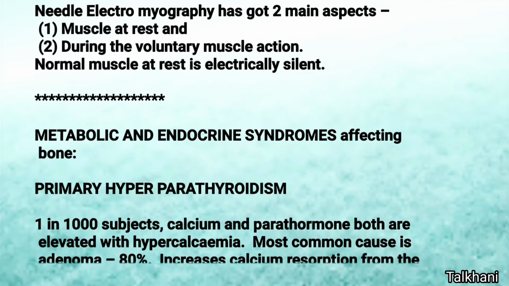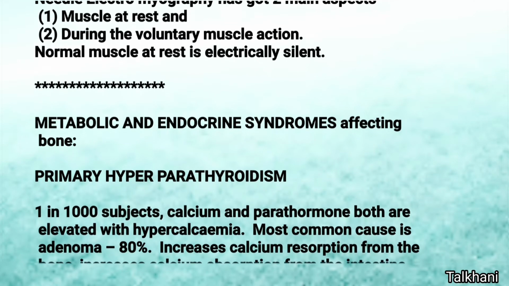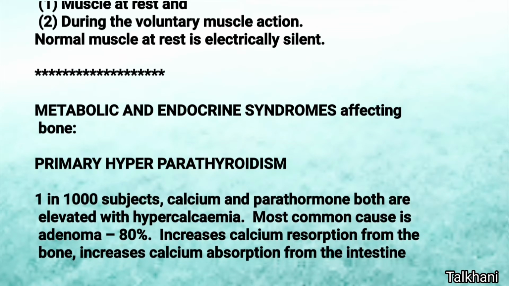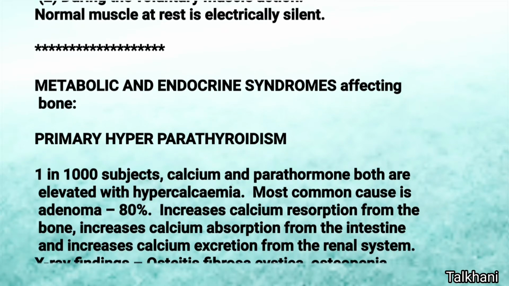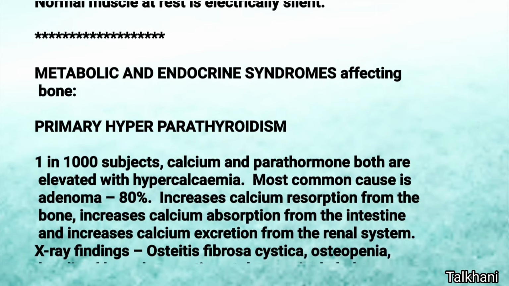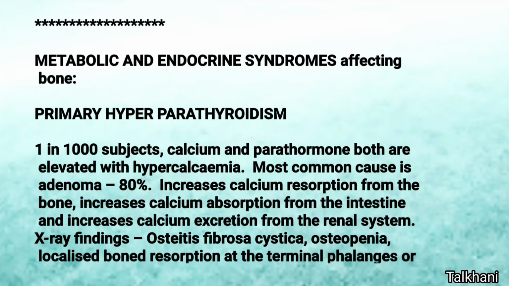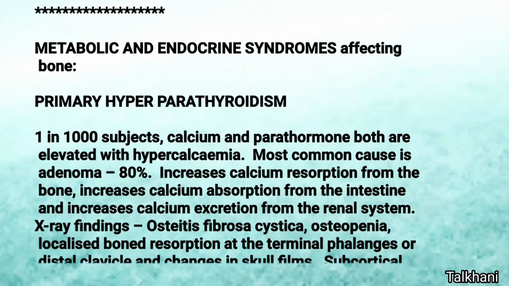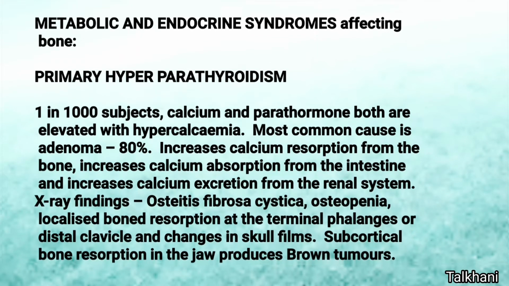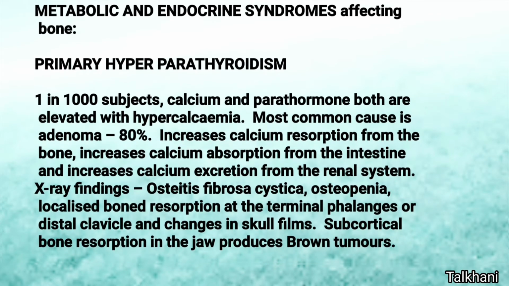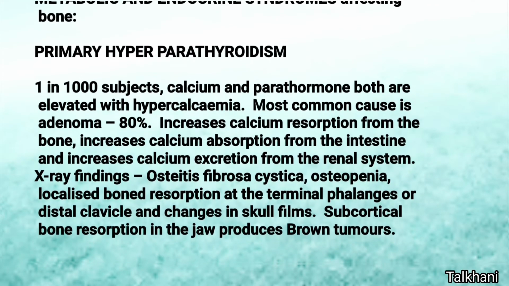Subcortical bone resorption in the jaw are called brown tumors. Hypoparathyroidism is an absolute or relative deficiency or inadequacy of parathyroid function. If associated with parathyroid hormone resistance, it is called pseudo-hypoparathyroidism, otherwise called Albright's hereditary osteodystrophy.